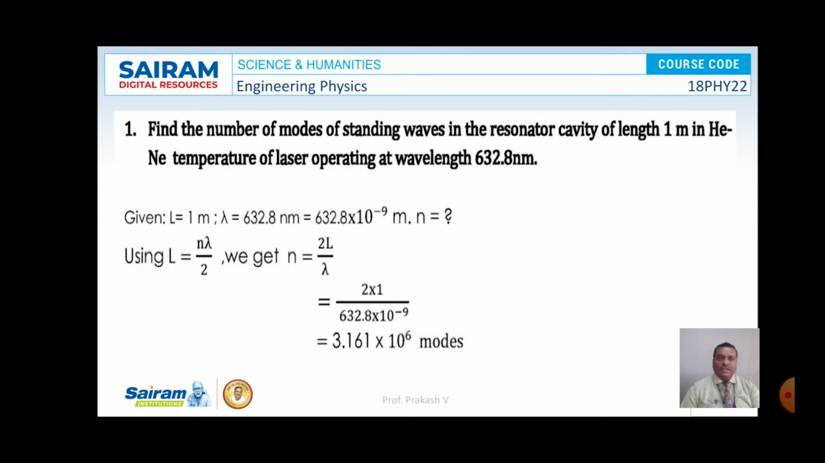formula for L as n lambda by 2, therefore n is 2L by lambda. Substitute the value of L and lambda here. Then on simplification, the number of modes is calculated as 3.161 into 10 to the power of 6 modes. So this is the solution for the given problem.